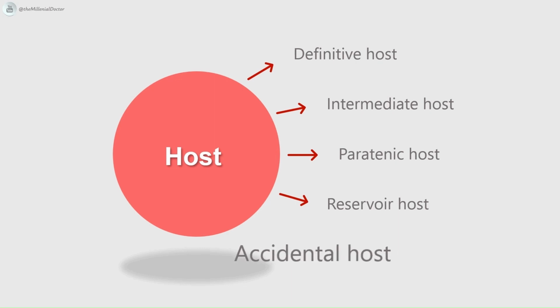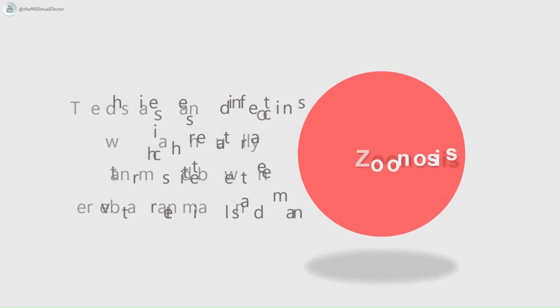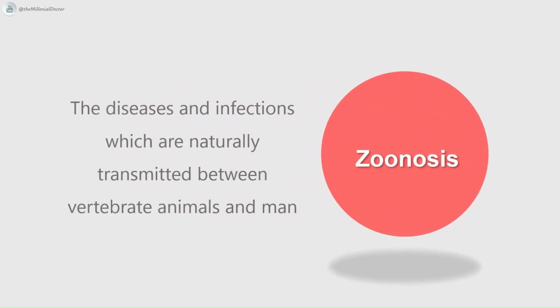And lastly, the accidental host, the host in which the parasite is not usually found. Example, man is an accidental host for cystic echinococcosis. Then, zoonosis. It is defined as the diseases and infections which are naturally transmitted between vertebrate animals and man.